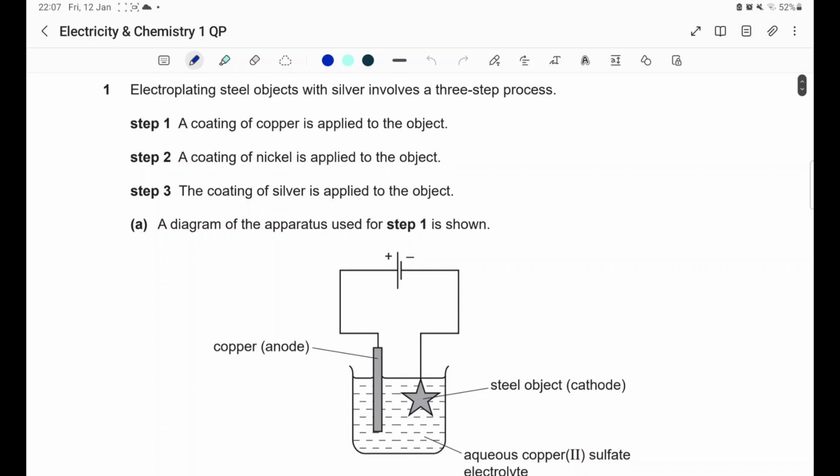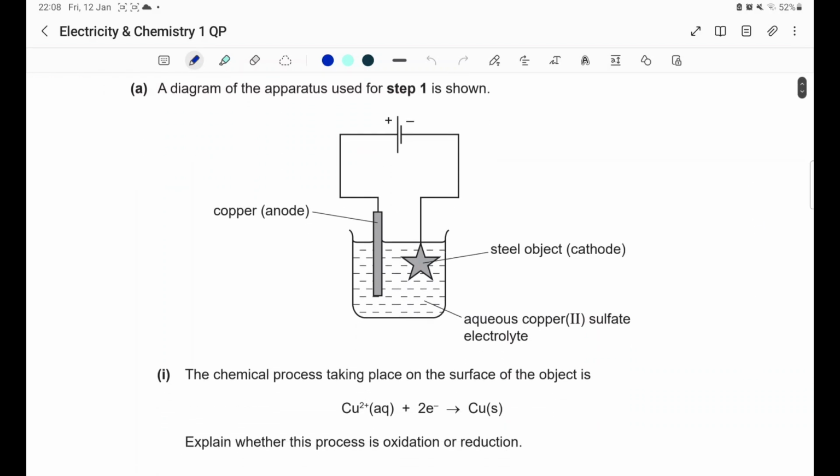Electroplating steel objects with silver involves a 3-step process. A coating of copper is applied to the object, that's step 1. A coating of nickel is applied to the object, step 2, and step 3 is the coating of silver is applied to the object. A diagram of the apparatus used for step 1 is shown. So here we have our anode, which is our positive electrode. Here we have our cathode, which is our negative electrode.